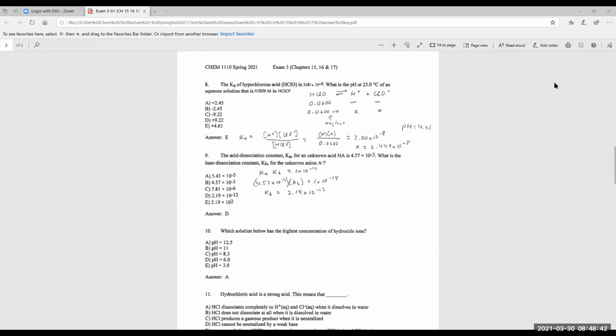Number 10, which solution has the highest concentration of hydroxide ions? So we're given pH values, a series of them. We remember that pH above 7 is basic. So the higher the pH number, the more hydroxide ions you're going to have. And so pH 12.5 is the highest one in this list. So that's the answer there.